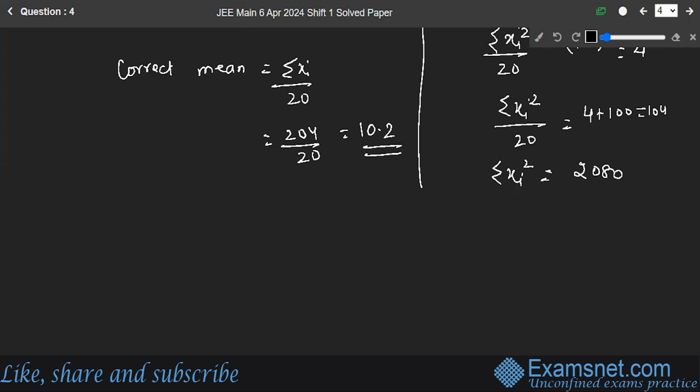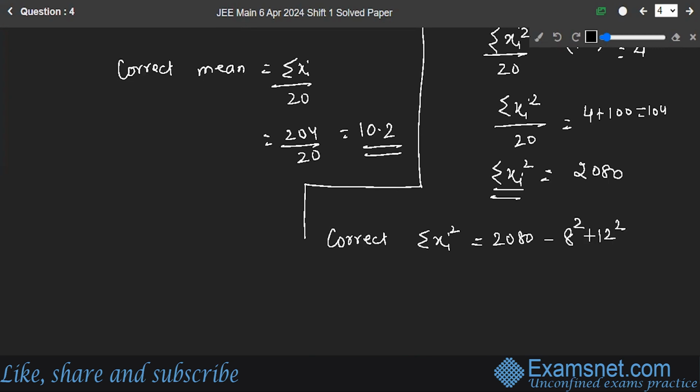Now, we replace 8 by 12 in the observations. Using that, the correct summation xi square will be this sum minus the square of 8, adding the square of 12. So 2080 minus 64 plus 144 will give me 2160. So this is the correct one.